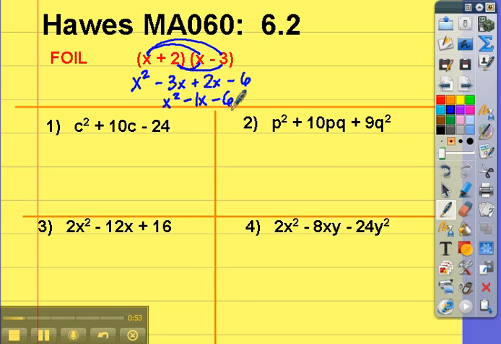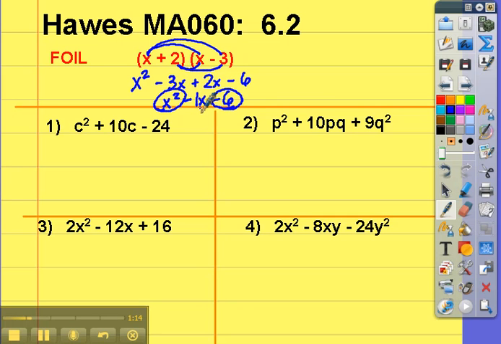All right, so we have to remember that when we multiply the firsts, that's going to get us this number. When we multiply the lasts, that's going to get us our last number. But the trickiest thing is probably going to be our outer and our inner. Those will combine to get us this middle term. So let's try number 1 here.